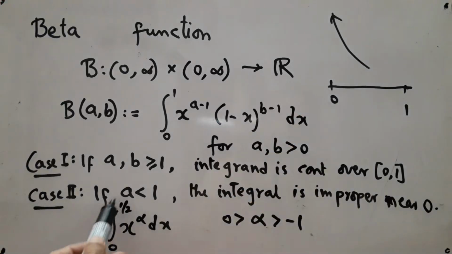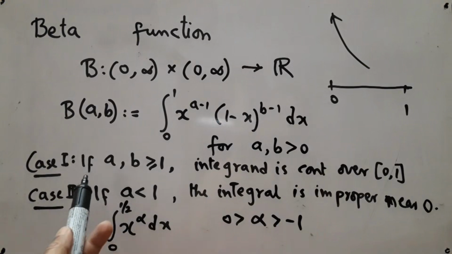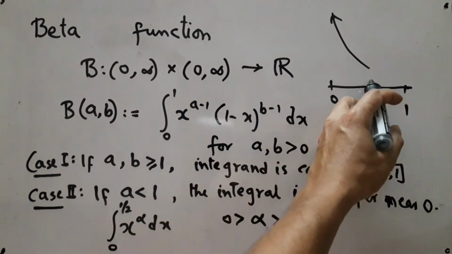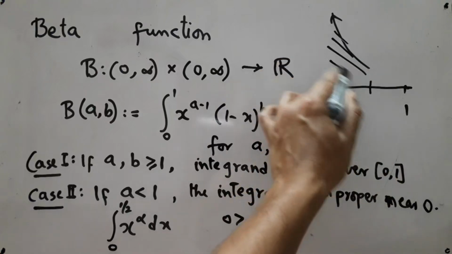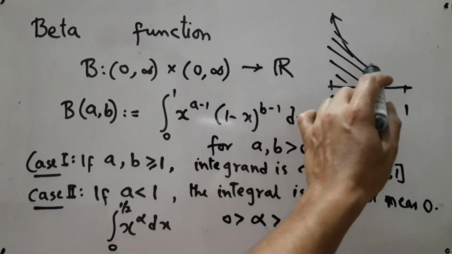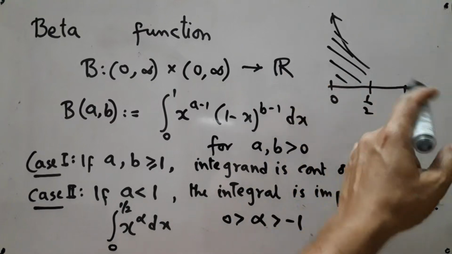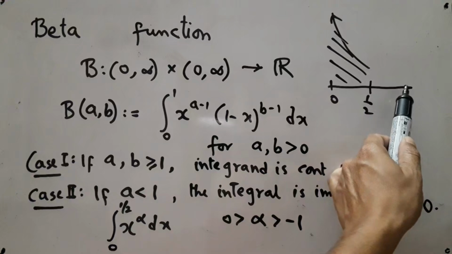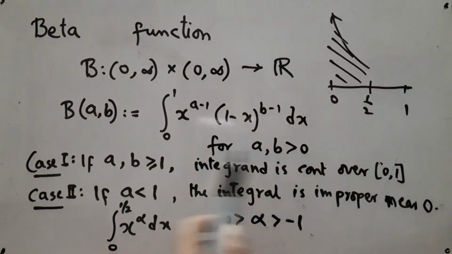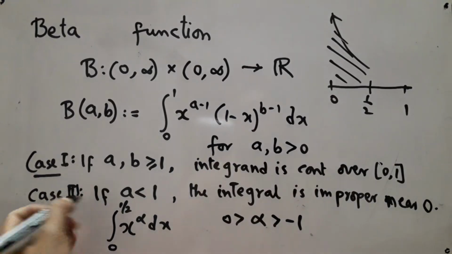Now you may be wondering why I am taking half. That is nothing special. I could have taken any value between 0 and 1. So basically I am considering that part which is to the left of half, and separately I will consider that part which is to the right of half, where possible impropriety will be near 1, and that will be determined by the value of b. So I will have case 3.